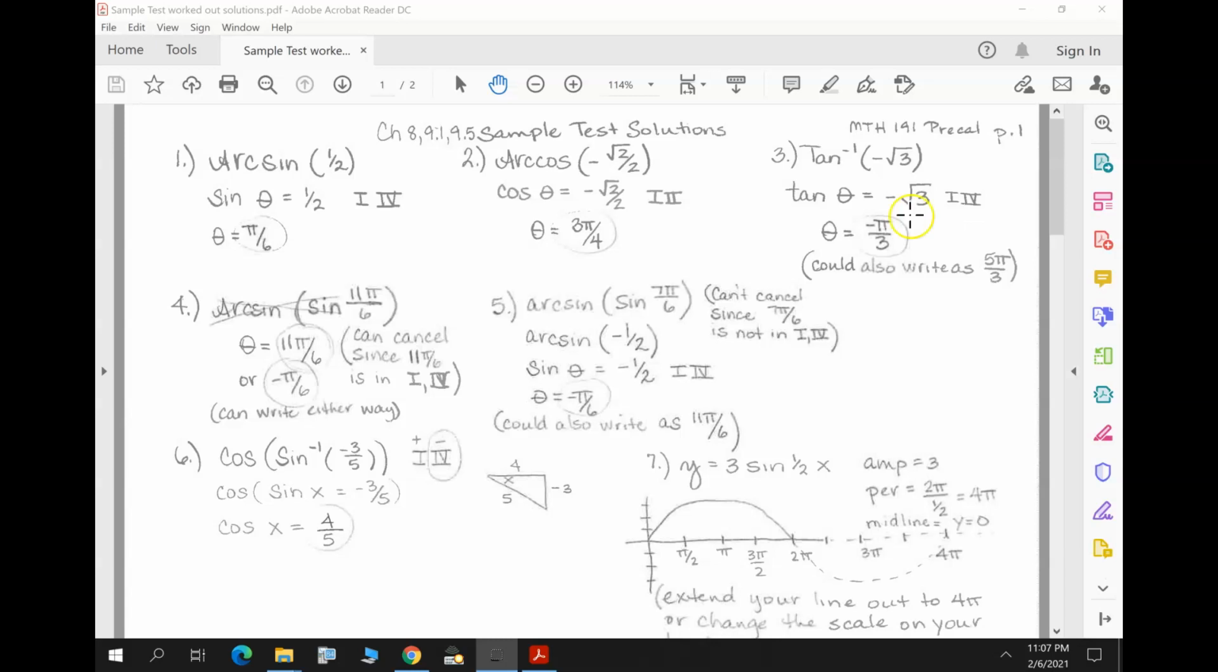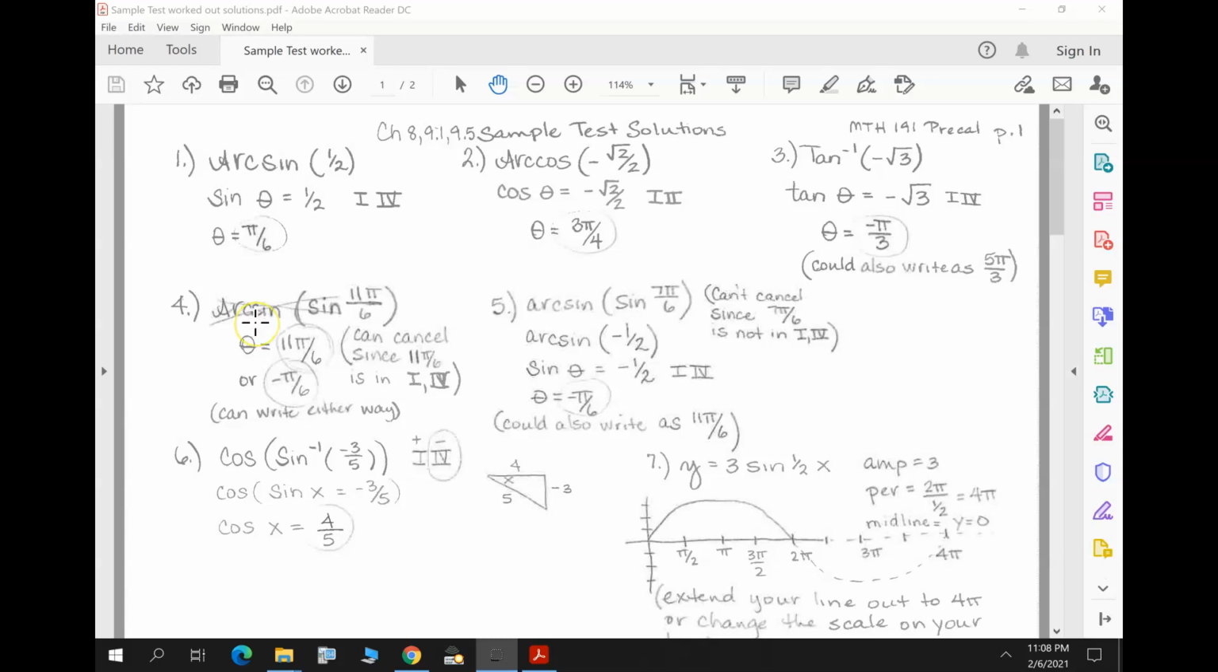So tangent is negative in the fourth quadrant and positive in the first. So we're going to look in the fourth quadrant and see where tangent equals negative square root of 3. And that would be at a negative pi/3. Now you could also write that as 5 pi/3, and it would be fine. In WebAssign, you're going to have to write it as negative pi/3. All right, look at the next one.